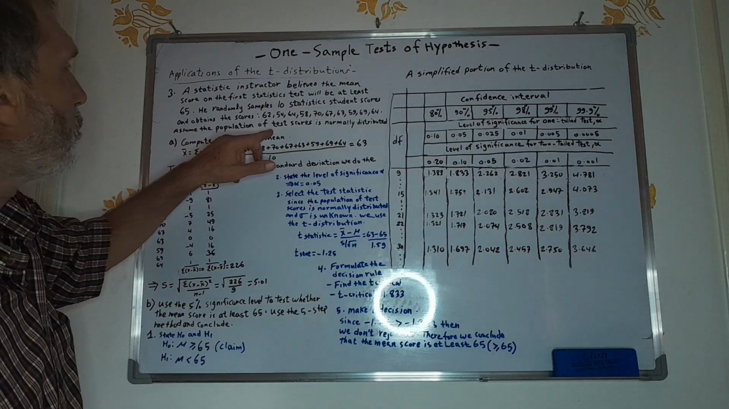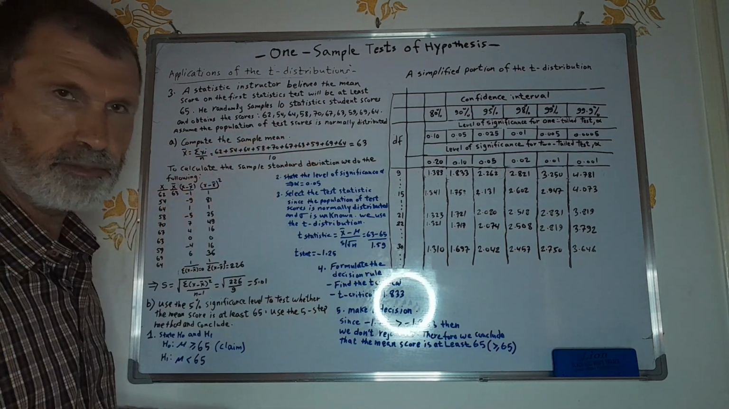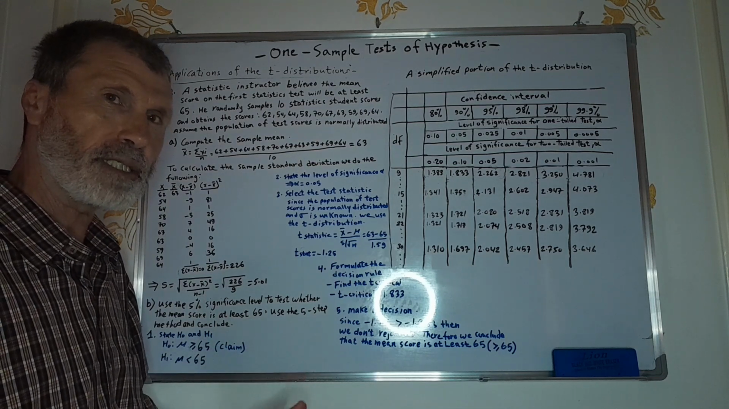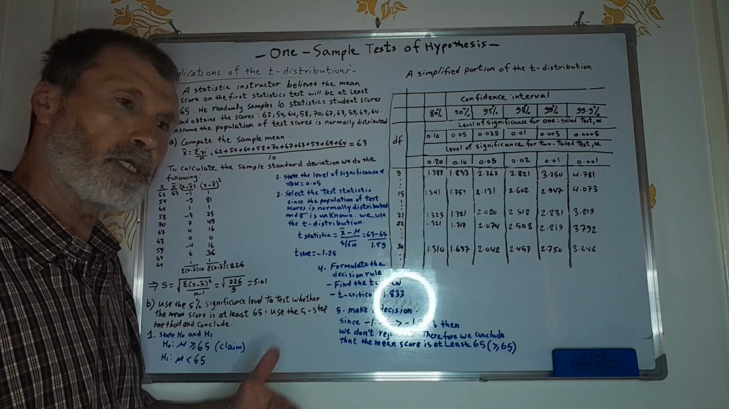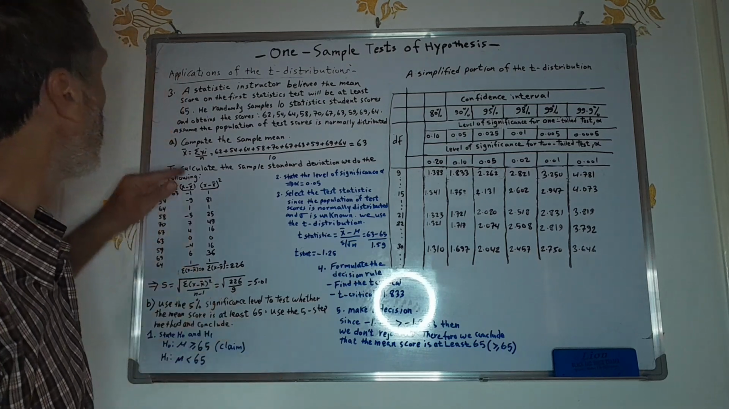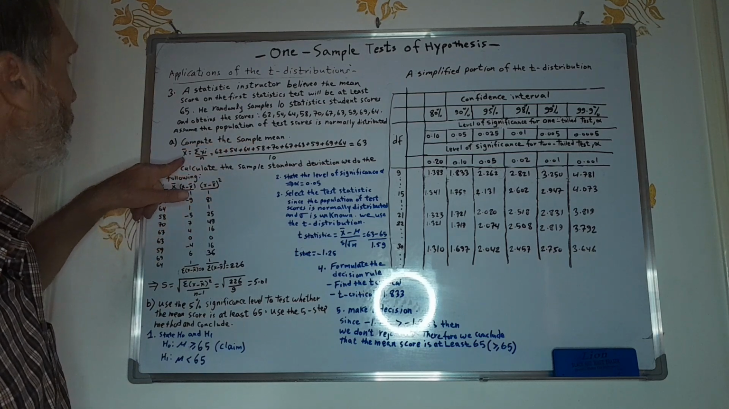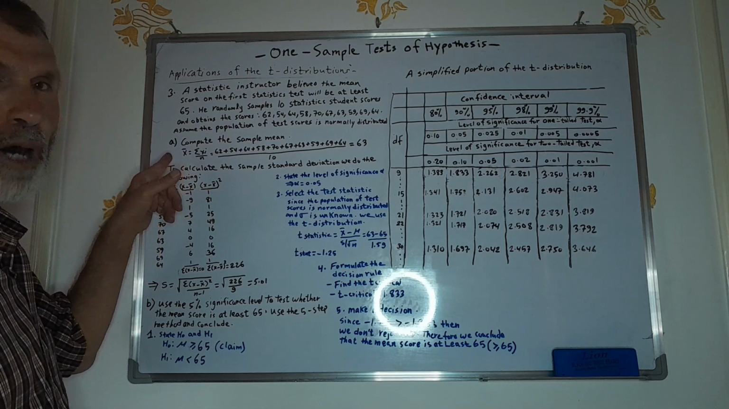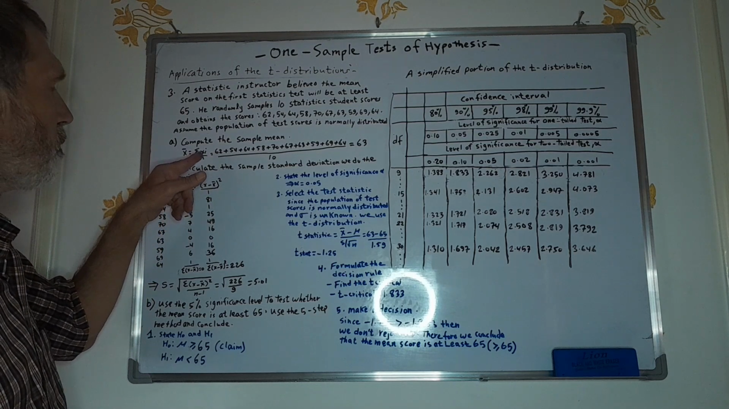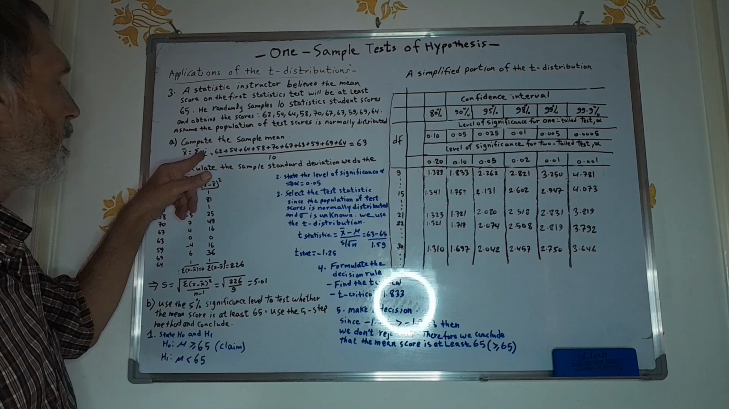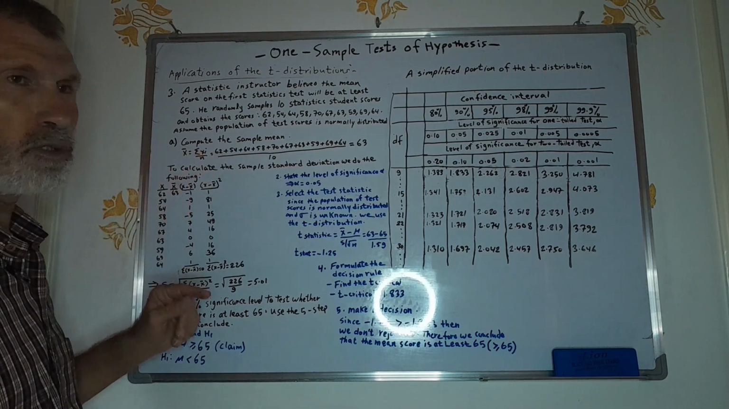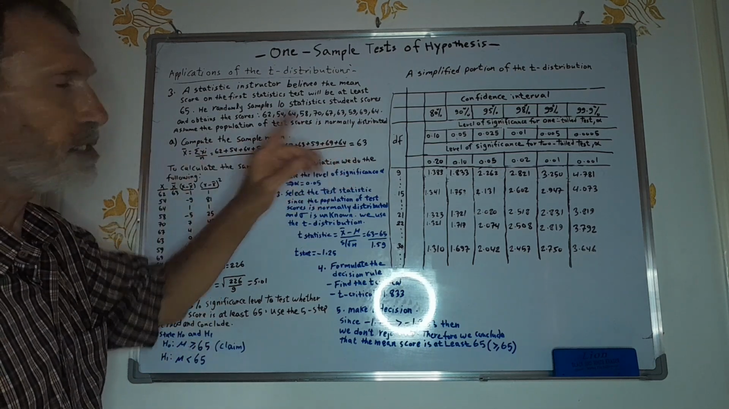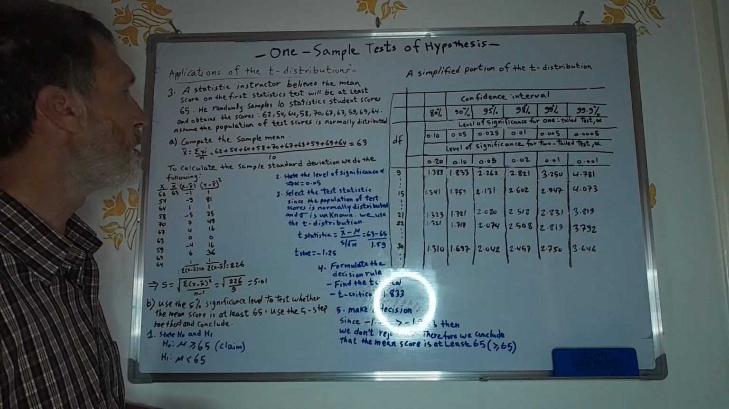Assume the population of test scores is normally distributed. And we know that the t-distribution has the same characteristics as the normal distribution, so it is also normally distributed. Compute the sample mean. The sample mean is calculated using this formula: x bar is equal to the summation of all the scores over the total number of scores. We have 10 scores divided by 10, and we come up with 63. This is the sample mean.